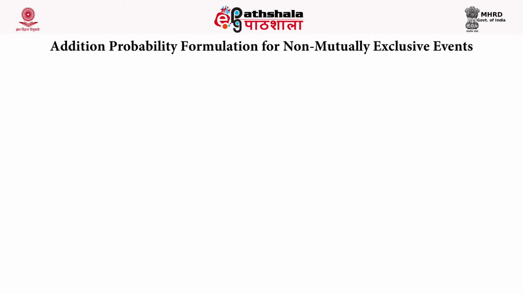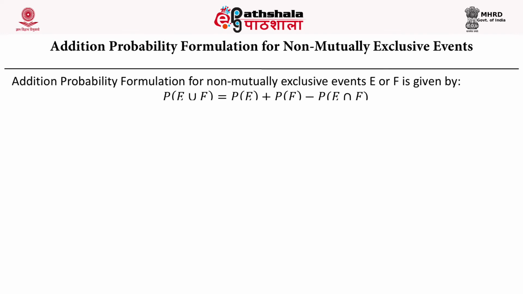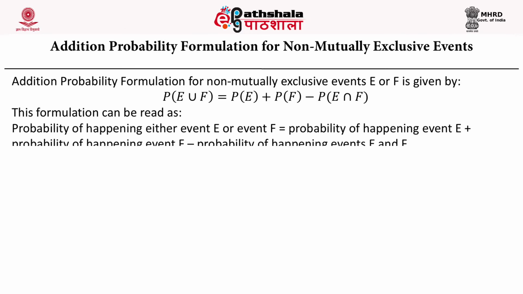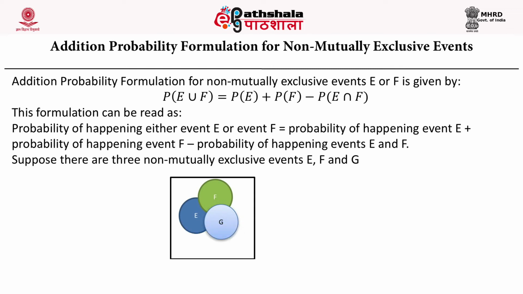The addition probability formulation for non-mutually exclusive events E and F is given by the formula: the probability of E union F is equal to the probability of E plus the probability of F minus the probability of E intersection F. The formulation can be read as: the probability of happening either event E or F is equal to the probability of happening event E plus the probability of happening event F minus the probability of happening both events E and F.